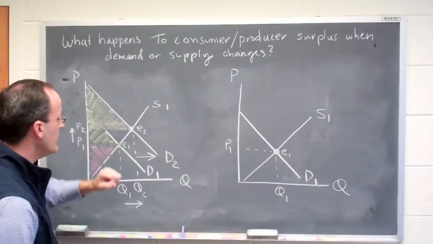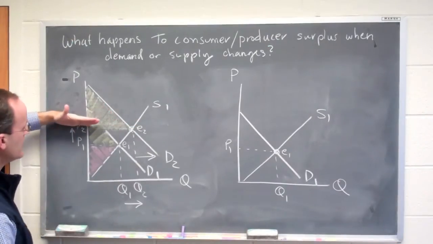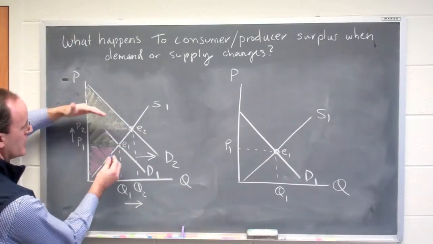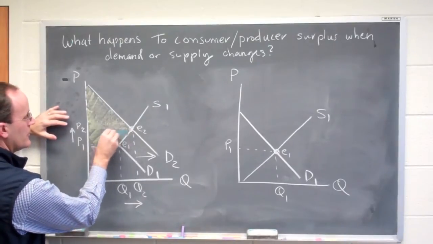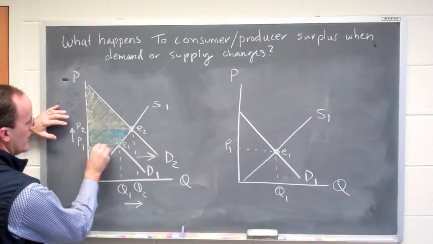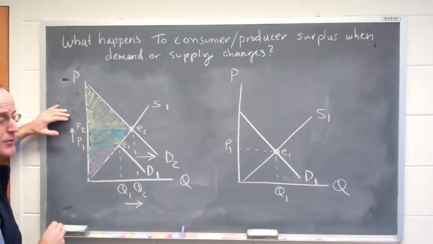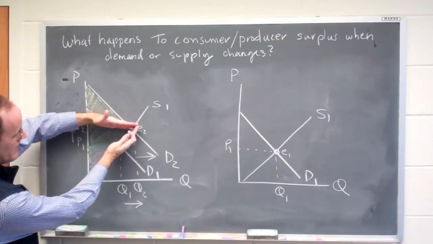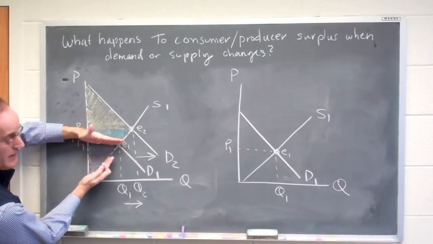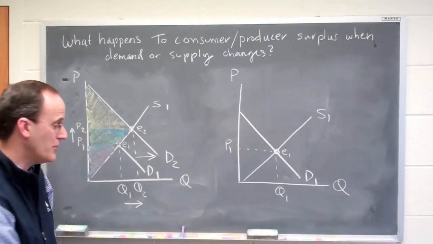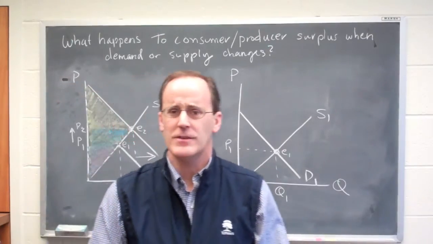The other thing we want to do is look at the producer surplus. So here's the new price, here's the existing supply curve, and the area of producer surplus would now be the area in blue. And the area of blue here was bigger than the area in pink down here, so producer surplus expands. Why should that make sense to you?